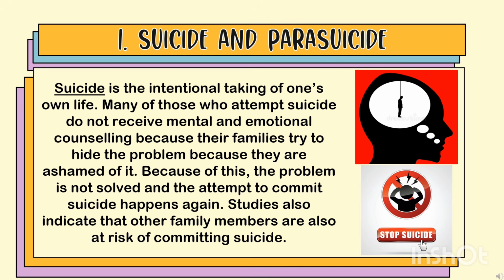The first kind of intentional injury that we are going to talk about is suicide and parasuicide. Suicide is the intentional taking of one's own life. Many of those who attempt suicide do not receive mental and emotional counseling because their families try to hide the problem because they are ashamed of it. Because of this, the problem is not solved and the attempt to commit suicide happens again. Studies also indicate that other family members are also at risk of committing suicide.